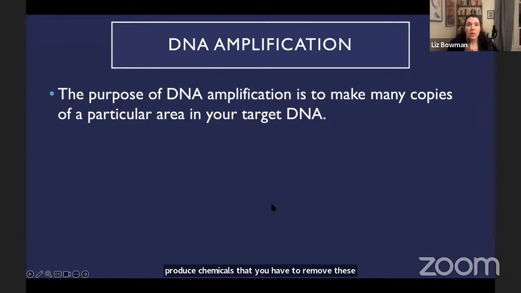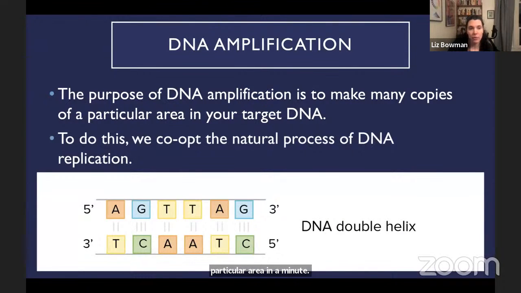Okay. So once we extract the DNA, we're going to amplify it. So that's just making many copies of a particular area in your target DNA. And we'll talk more about the particular area in a minute. Right now, we're just going to talk about the process of replication. So to do this, really intelligent scientists have figured out a way to co-opt the natural process of DNA replication.